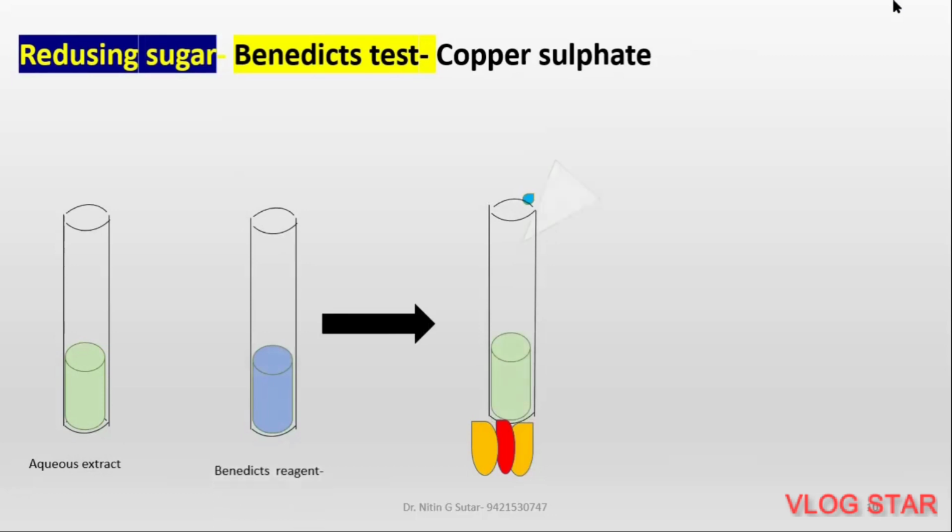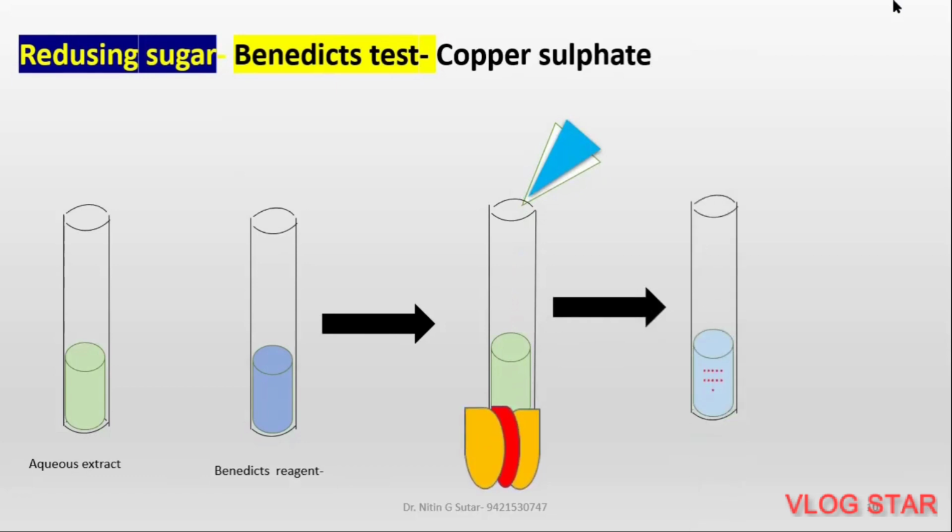You have to add Benedict reagent dropwise, then heat that particular mixture. During heating, you observe that a reddish brown precipitate is formed. An orange or red precipitate is obtained, which indicates that reducing sugar is present.